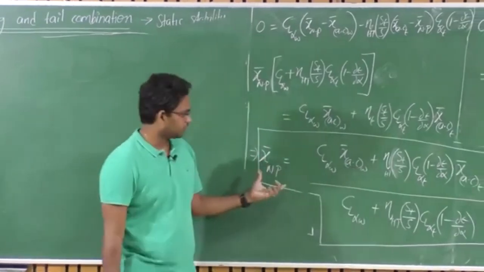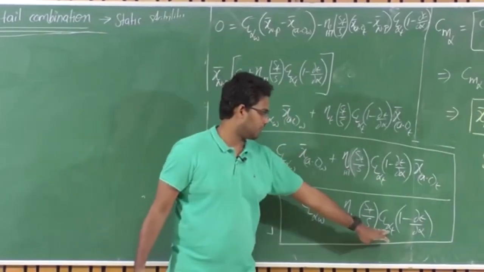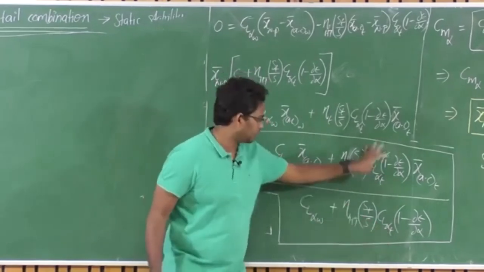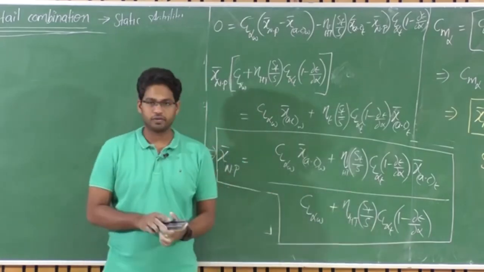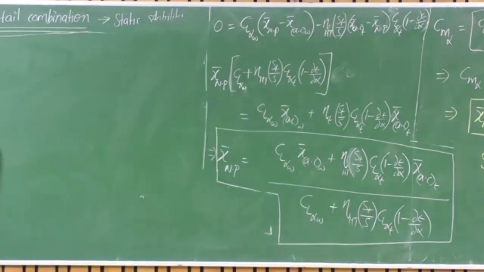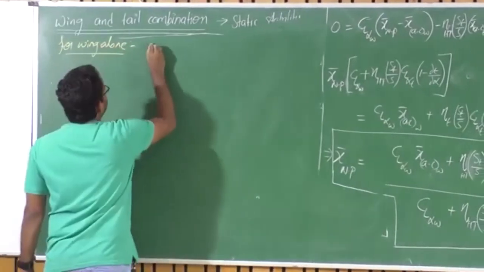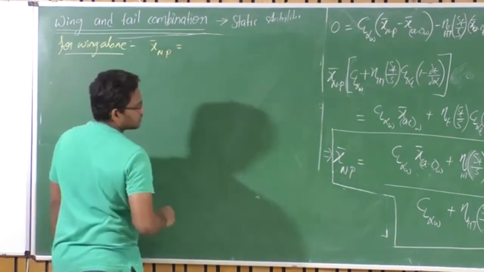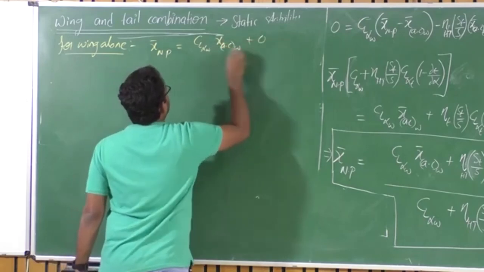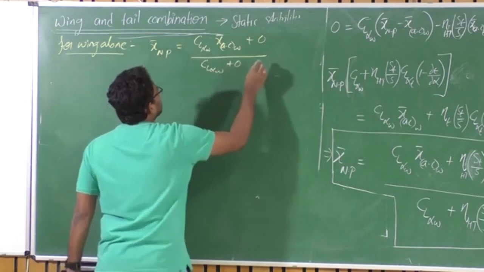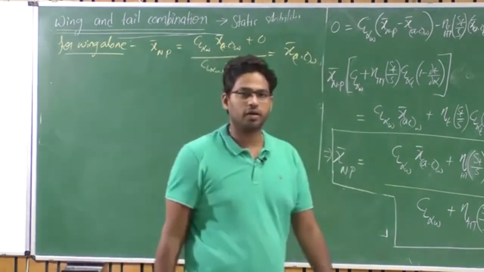Am I correct? For a wing alone configuration, if you substitute Cl alpha T is 0, XAC of T is 0, right? So this becomes 0 and Cl alpha of T doesn't make sense. There is no Cl alpha of T, right? These two terms disappear. What I have is XNP is equal to XAC for wing alone. Wing alone, x bar NP is equal to Cl alpha of wing times x bar AC of wing plus 0 upon Cl alpha of wing plus 0, which is equal to x bar AC of wing. So for a wing alone configuration, neutral point is nothing but the aerodynamic center of wing.